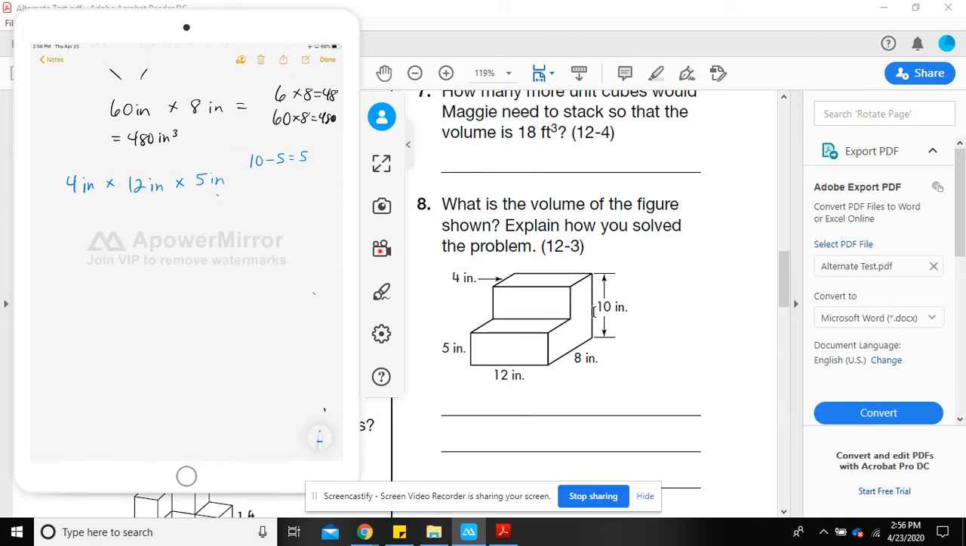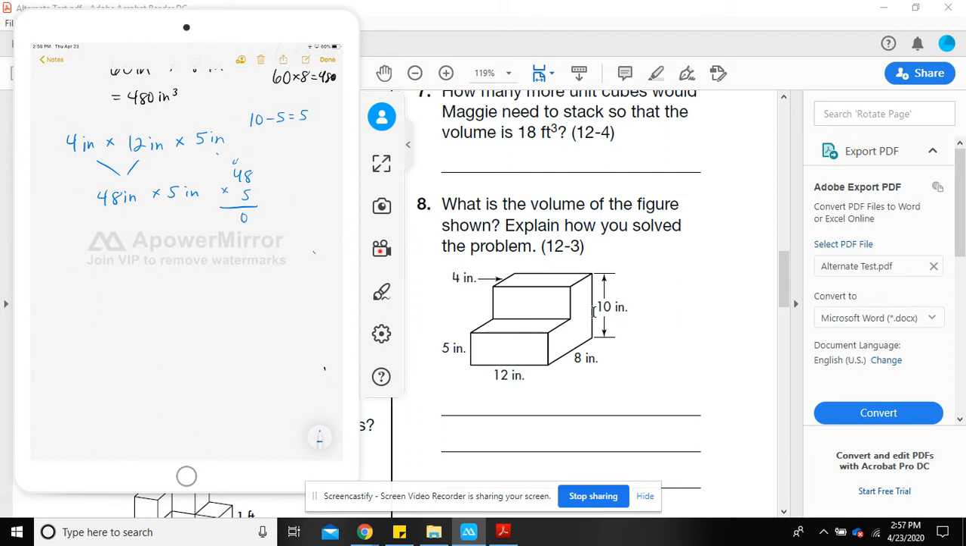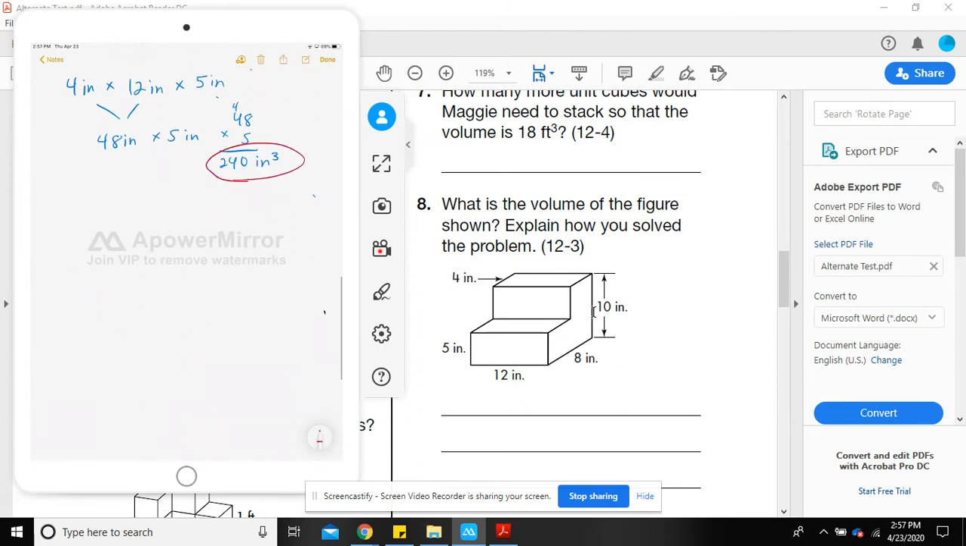So now I'm going to multiply our height times our width times our length, just like we always do. 4 times 12 is 48 inches times 5 more. I'm going to do that on the side. 8 times 5 is 40. Carry my 4. 5 times 4 is 20 plus 4 more is 24. So 240 inches cubed. So now remember, I have to take those two numbers, the 480 that I found for the first shape and the 240 that I found for the second shape.